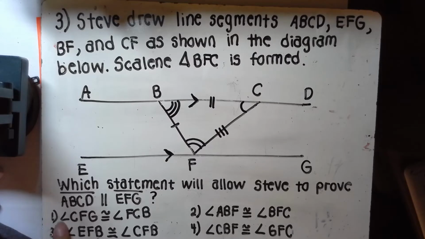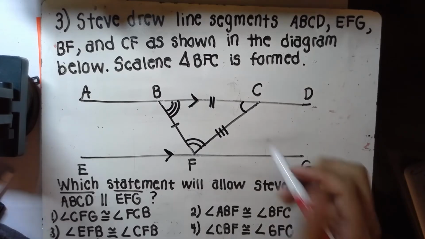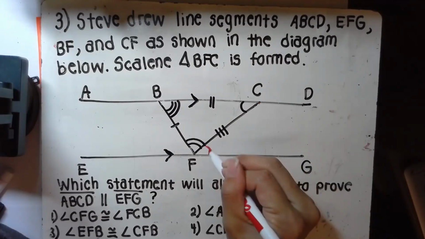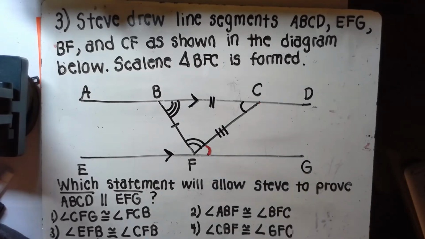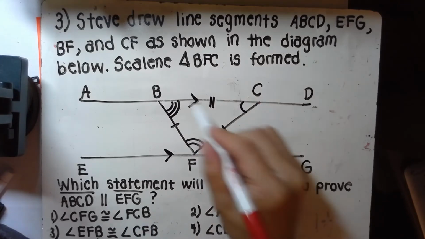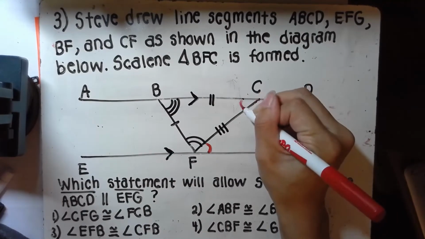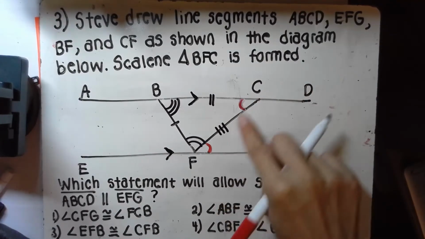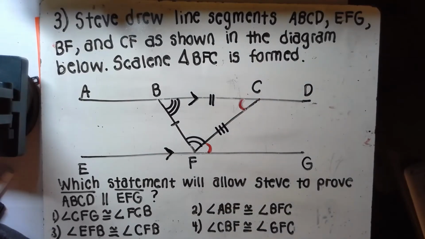So the first one says the angle CFG is congruent to angle FCB. So let's mark those angles. CFG is right here, and FCB is right here. Well, what do those angles look like to you?